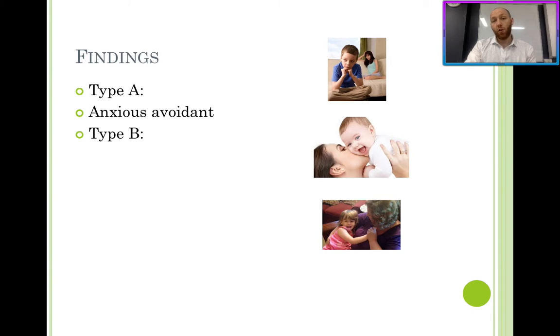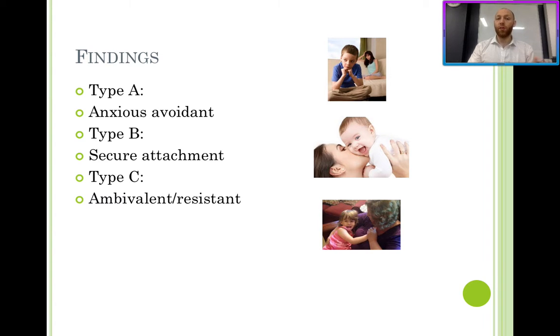Type B was secure attachment. These were the most abundant in the study. This was characterised by the child getting upset when the mother left and being distressed by the stranger, but also comforted upon mother's return, and they swiftly settled down.